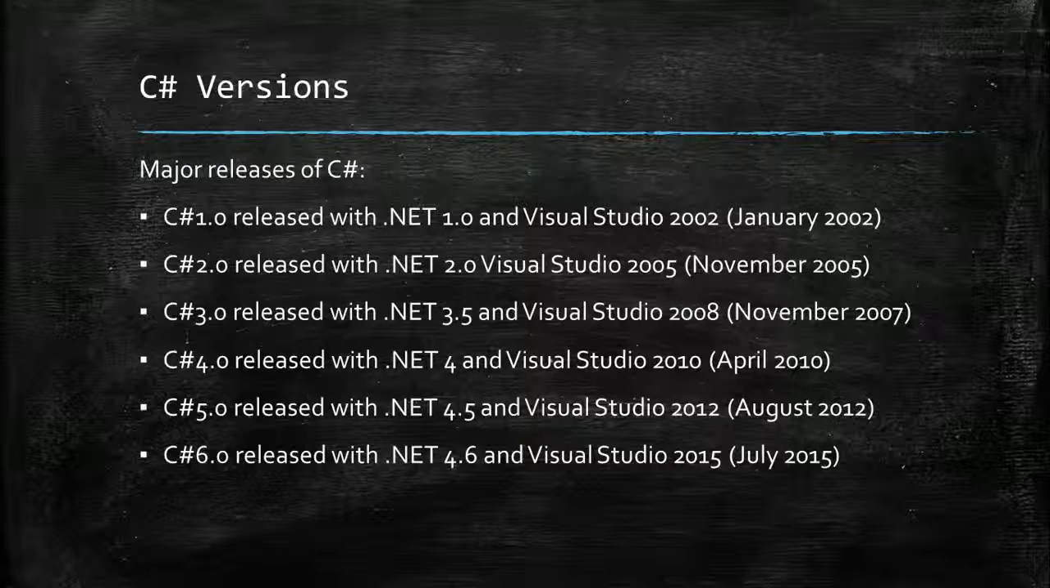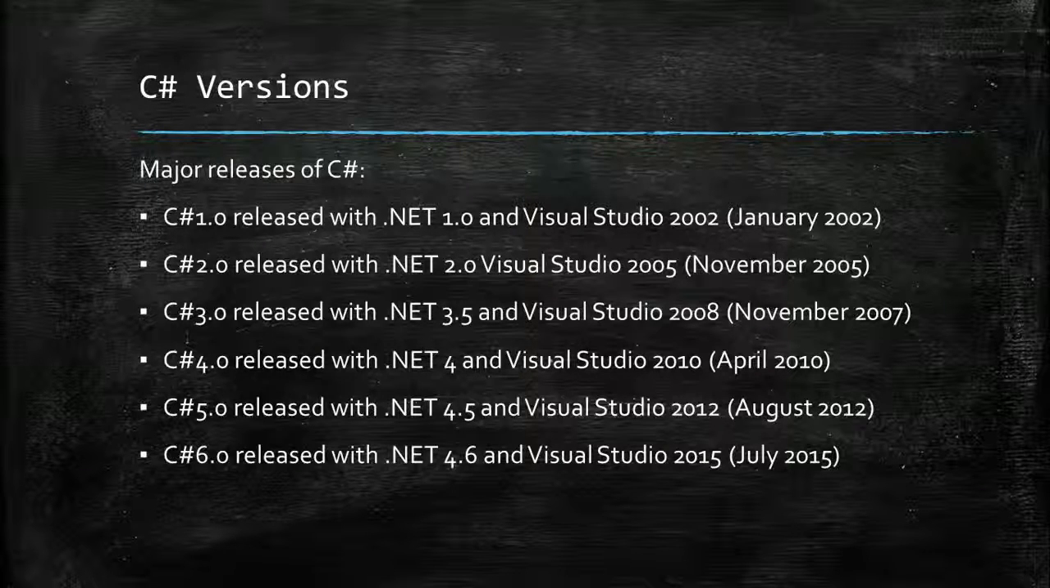C# 2.0 was released with the .NET Framework 2.0 and Visual Studio 2005, in November 2005. C# 3.0 released with the .NET Framework 3.5 and Visual Studio 2008, in November 2007. C# 4.0 was released with the .NET Framework 4 and Visual Studio 2010 in April 2010.